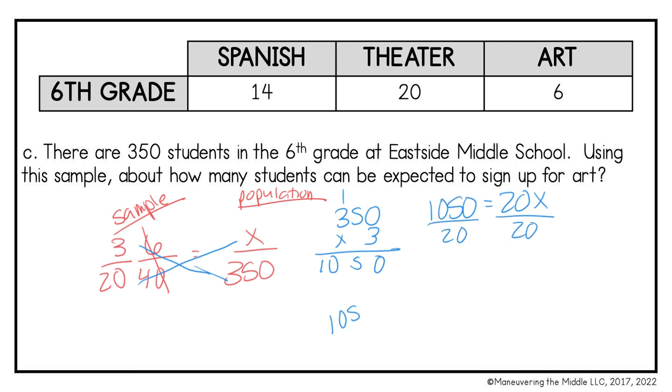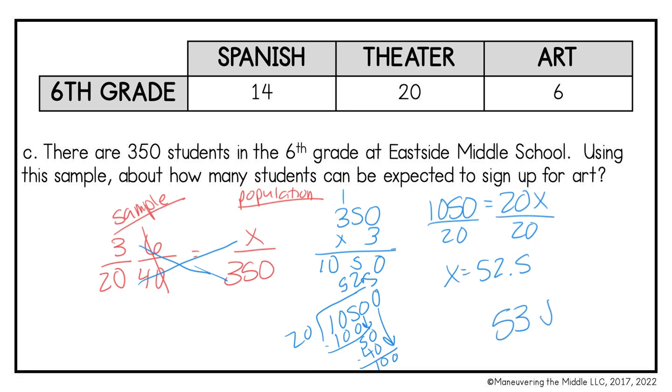So I'm going to come down here and do that math real quick. Add a decimal, bring down a 0, go in there 5. So x is technically 52.5, but it said about how many students, and we can't have half of a student. So we're going to say about 53 students would choose art. We're going to round up.